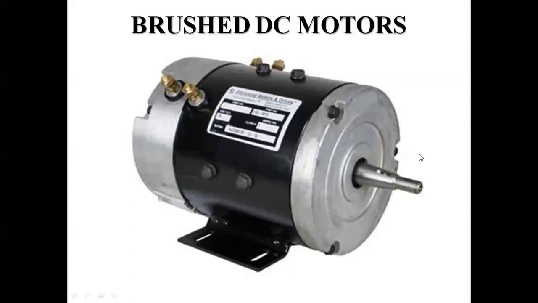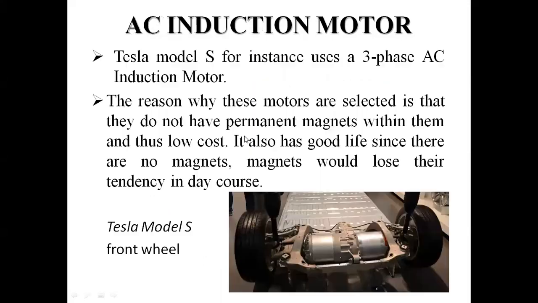So this is a diagrammatic representation of the brushed DC motors. This is a DC motor which is powered by the controller. Now this is an AC induction motor which is used in the Tesla model, and this is used to run the front wheels. These two vertical members are your suspension systems. These are the two wheels, and you have this electric motor which supplies power to the central shaft so as to rotate these two wheels. So this uses a three-phase AC induction motor.